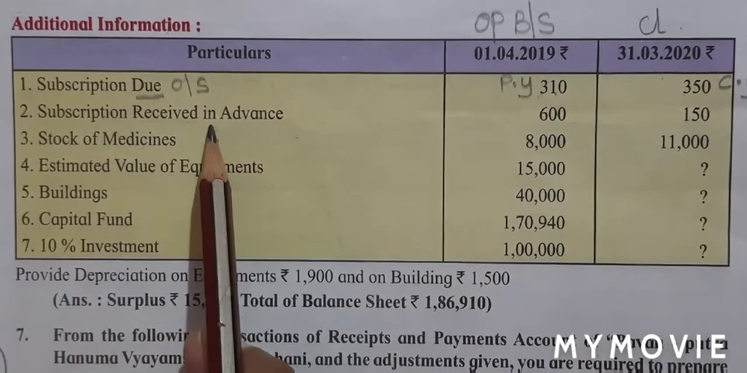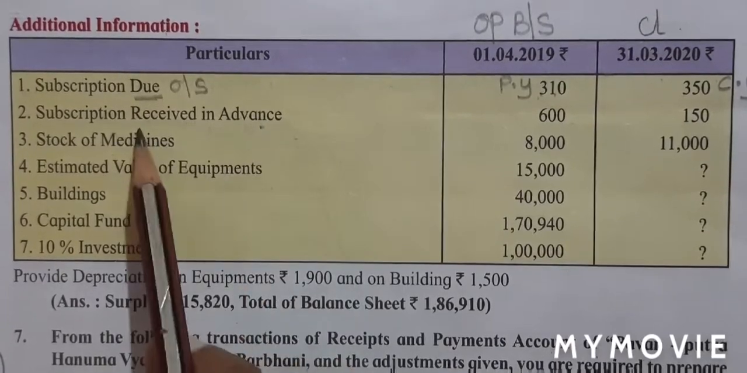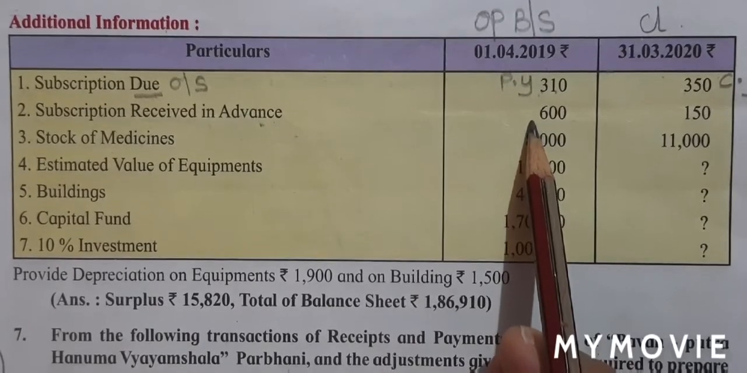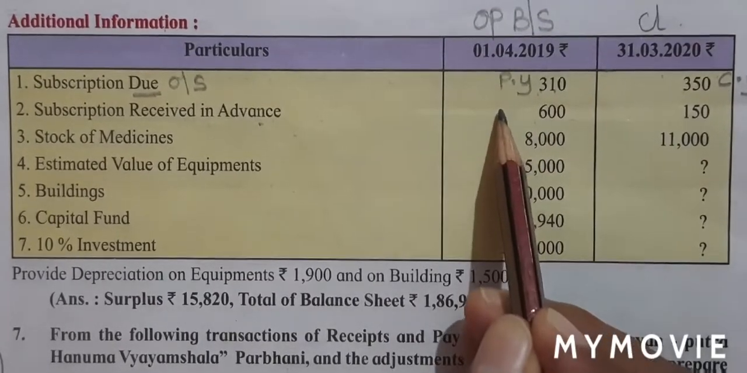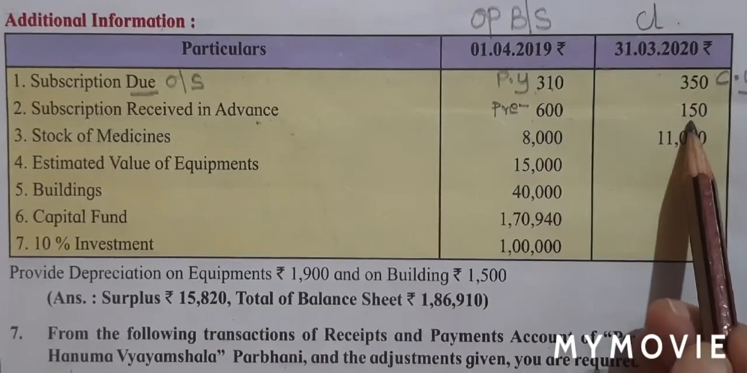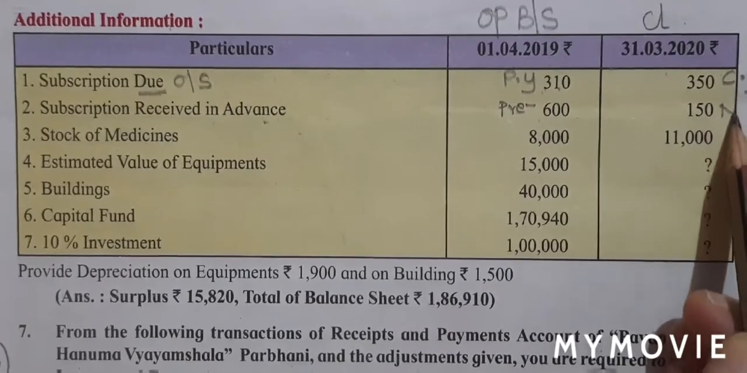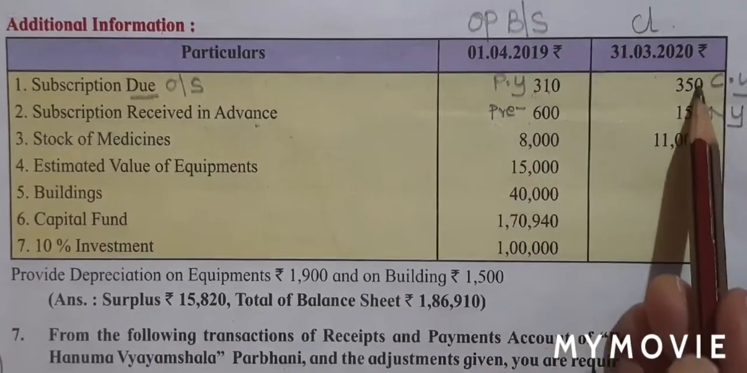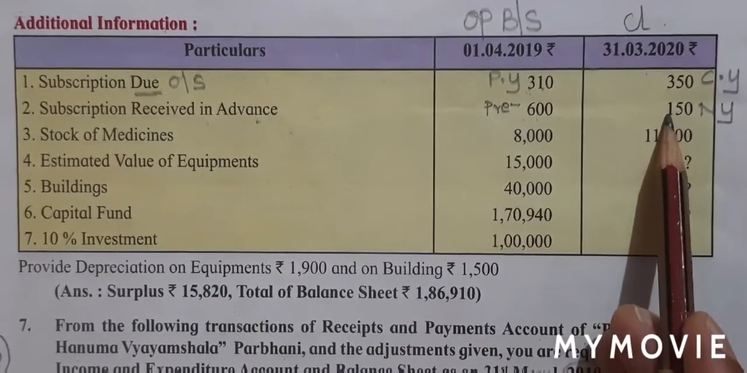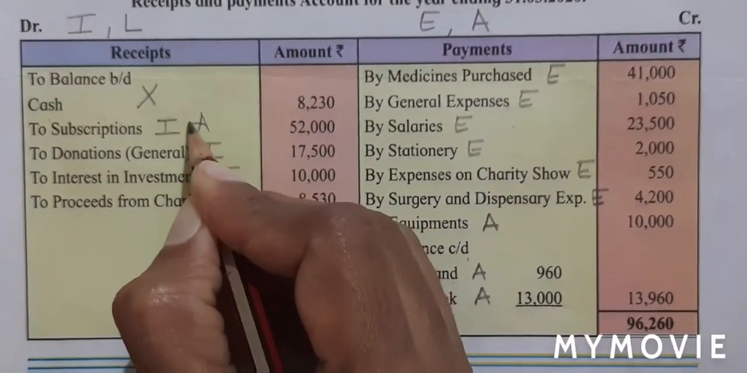Next is subscription received in advance. Again, they have given me something related to subscription. So received in advance, this is my pre-received income. And this rupees 150 is nothing but my pre-received income for next year. So if you see, students, I will have to mark 4 stars, which means I will prepare my subscription table. So let us mark star for subscription.